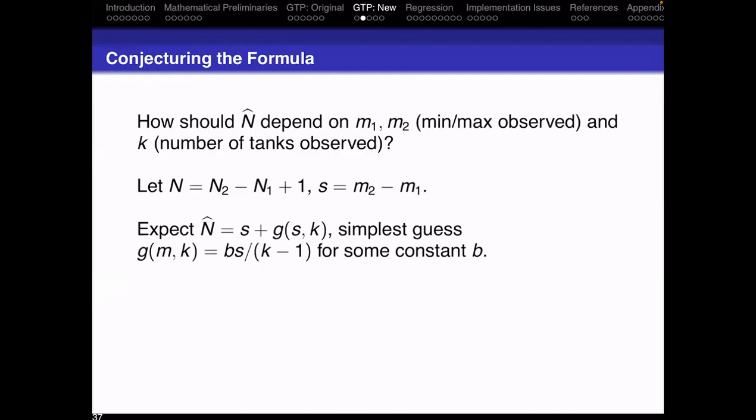Now, if I try to do 1 observation, just 1 tank, K equals 1, the spread would be 0, K minus 1 would be 0. I have 0 over 0. And the formula is basically telling me, don't even try it. It's smart enough to know that it can't do something in this case.